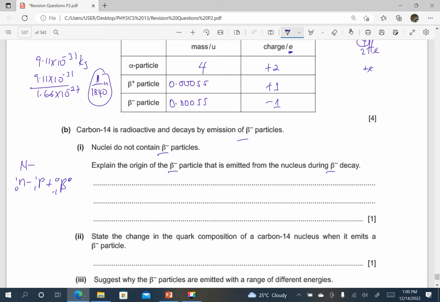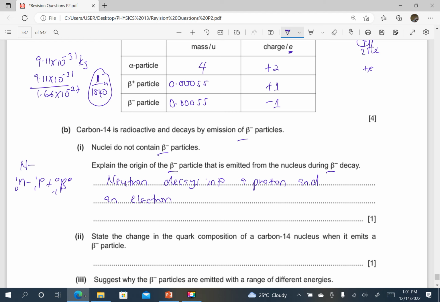So a neutron decays into a proton and an electron. So a neutron decays into a proton and an electron. That is how we have beta minus.